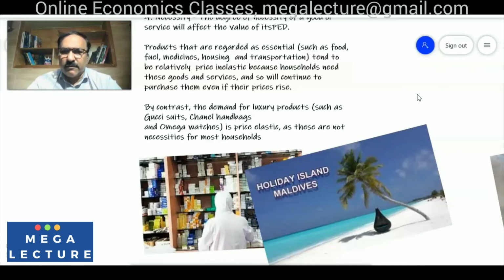By contrast, the demand for luxury products such as Gucci suits or holidays is elastic, because when the price of these products rises, their demand or their purchase can be postponed.